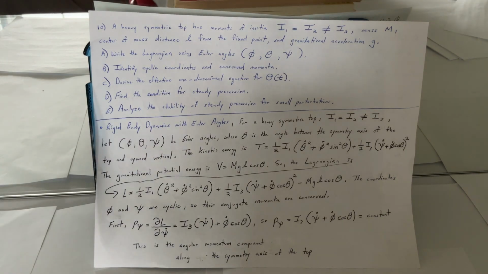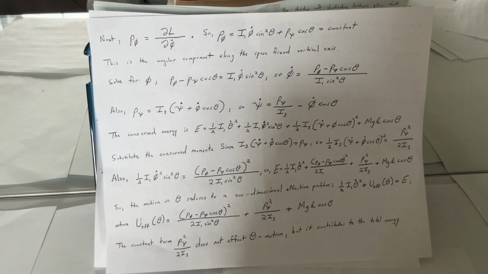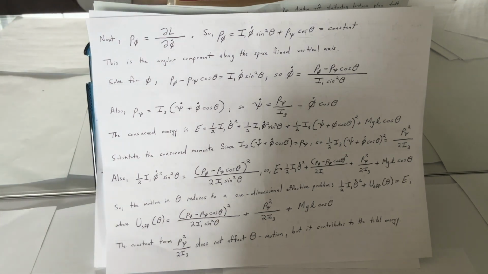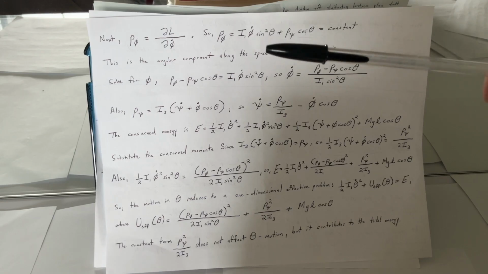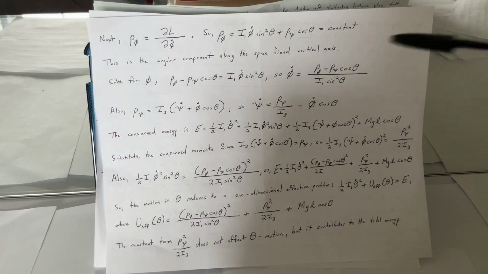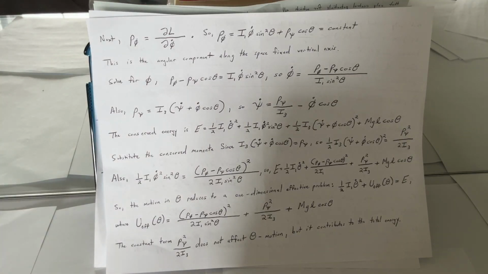So this is the angular momentum component along the symmetry axis of the top. And next, p sub phi equals the partial of L with respect to phi dot. So p sub phi equals I sub 1 phi dot sine squared theta plus p sub psi cosine theta, and that comes out equal to a constant. This is the angular momentum component along the space-fixed vertical axis.